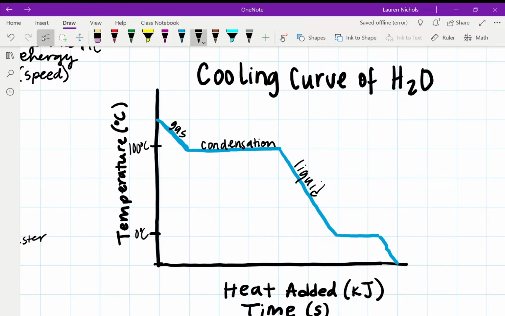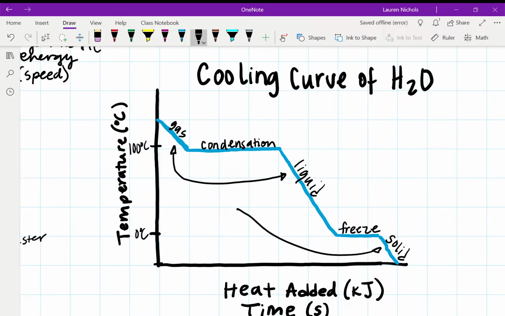Once that liquid reaches 0 degrees, or the freezing point, it will start to freeze, and then it becomes a solid again, or ice, as we commonly call it. And again, at these angled points for the gas, the liquid, and the solid in a cooling curve, that means the molecules are slowing down.